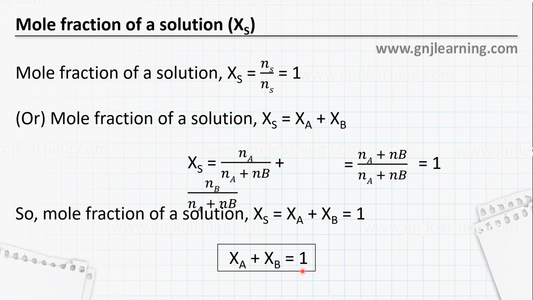Why? If you can find the mole fraction of one component, you can calculate the mole fraction of the other component in the binary solution. That's why this equation is important. You just have to find the mole fraction of one component. The other component will be 1 minus the known component. Okay, clear?